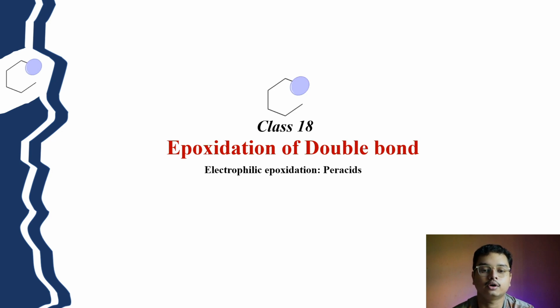Now we are talking about certain different types of reagents that are used for the epoxidation of double bonds. Initially we began our discussion with electrophilic epoxidation in this class. Then in the next class, we will talk about some nucleophilic epoxidation reagents.